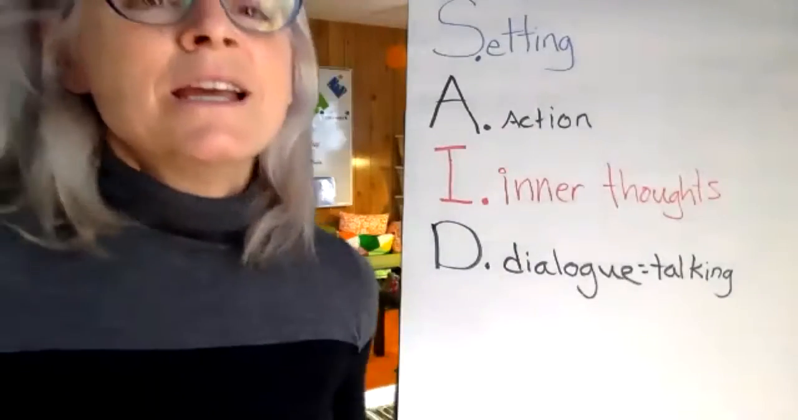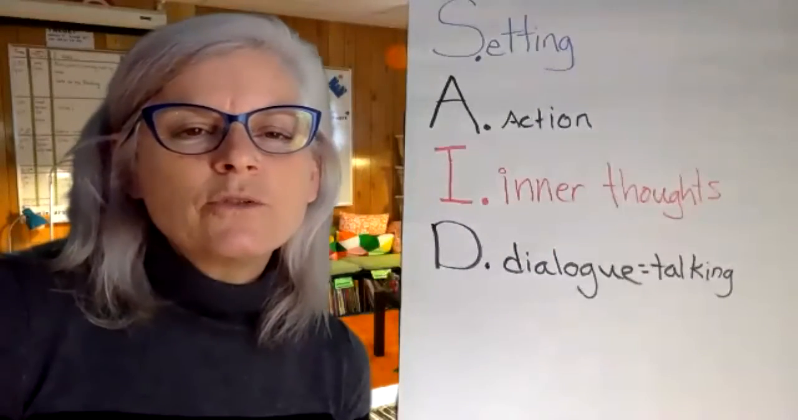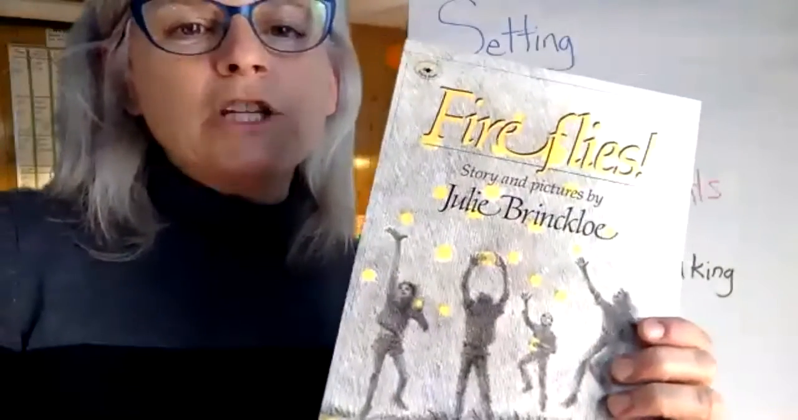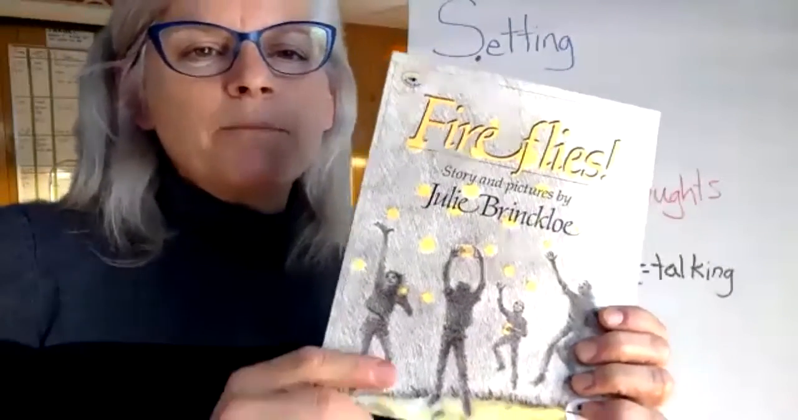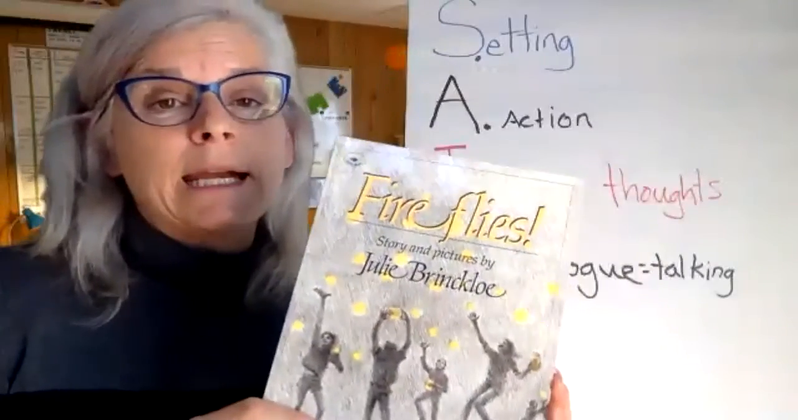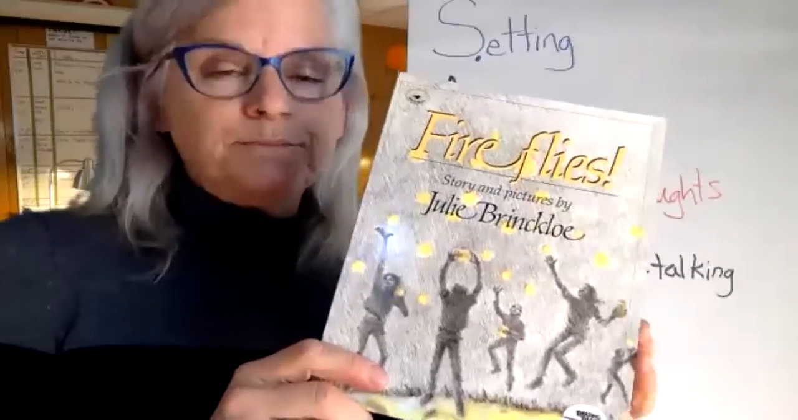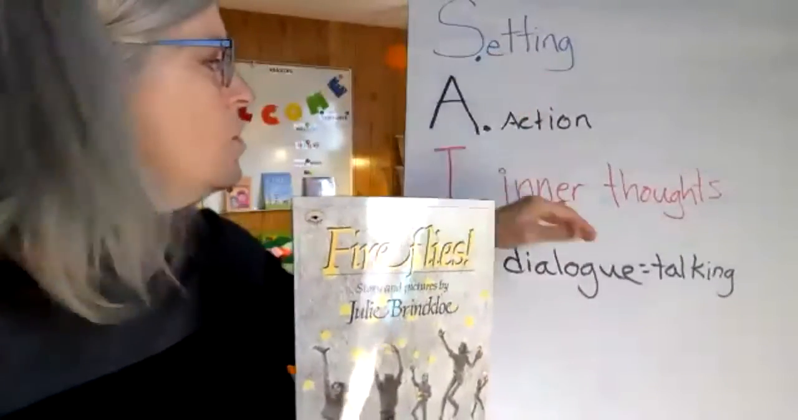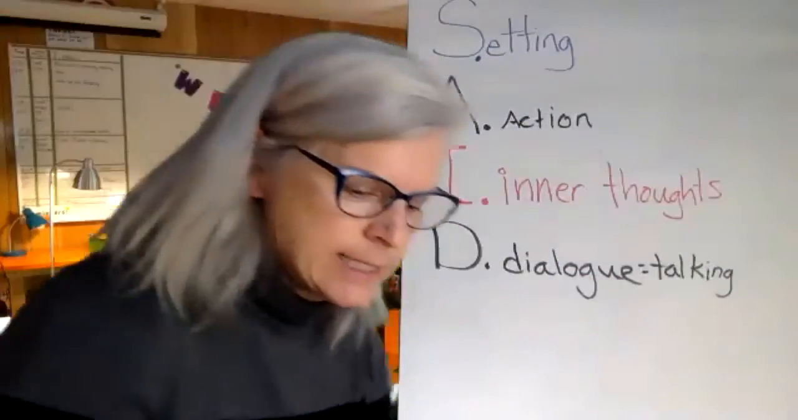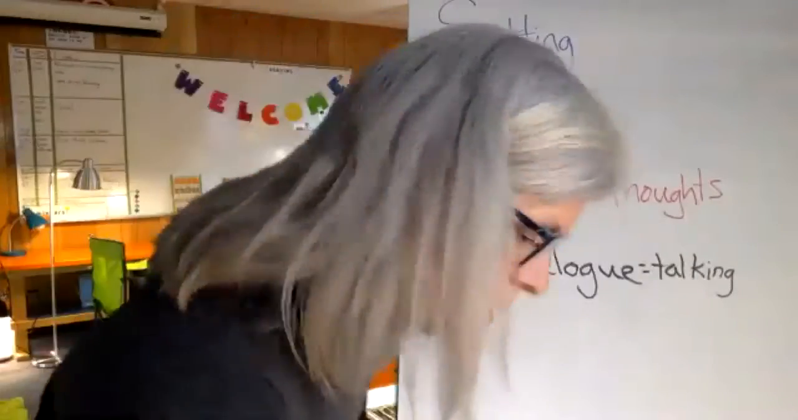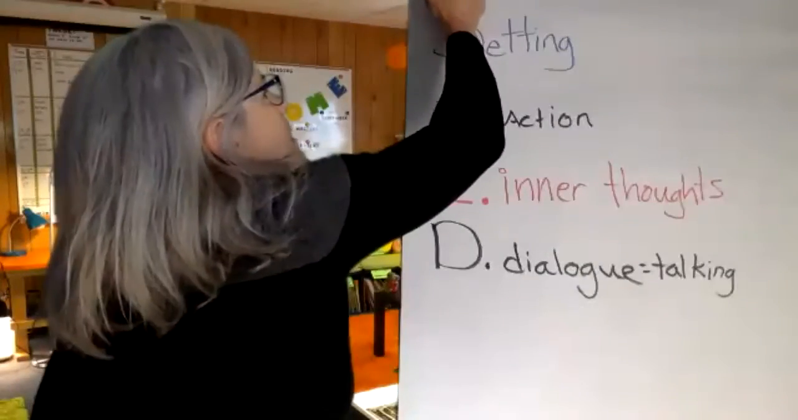All right. So I'm going to read you a story that's a really great story. It's called Fireflies by Julie Brinklow. And you probably have heard it before, but it's a great story because she uses S-A-I-D writing. And here's what I want you to do. If you hear setting or action or inner thought or dialogue, let's use the numbers 1, 2, 3, and 4. So I'm going to put on here, I want to do it in a bright color. Here we go. This will be 1.